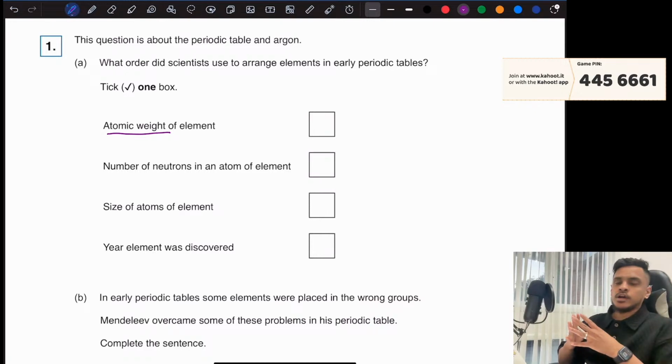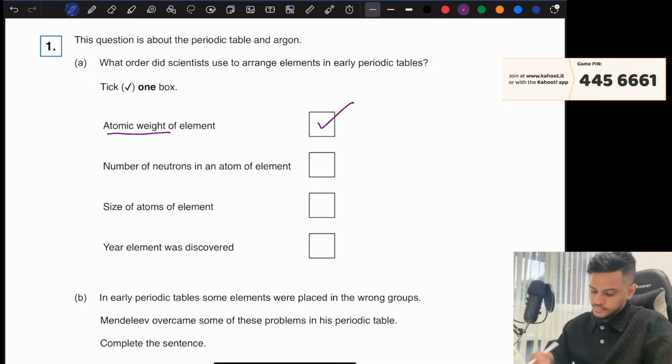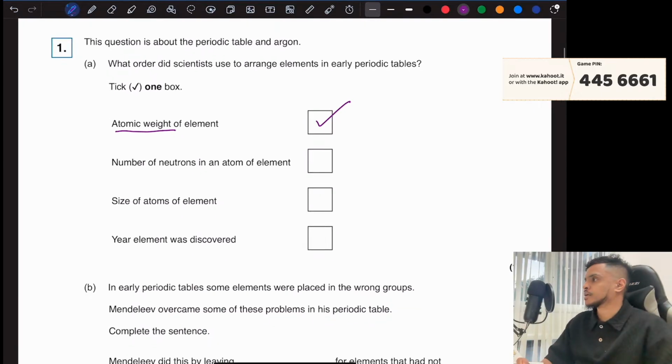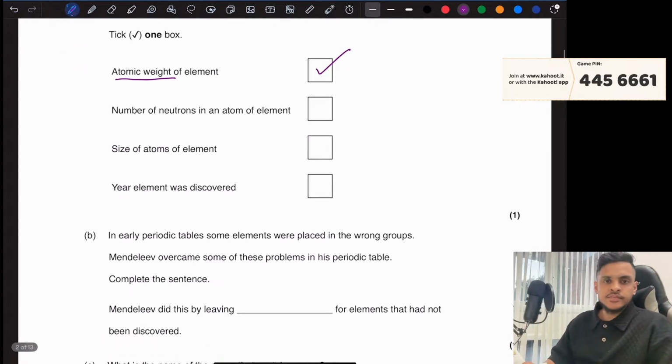They didn't know about protons, neutrons, and electrons. Yeah, they hadn't been discovered. So we had to use something called atomic weight, which is basically a much simpler way of measuring the masses of different elements. This is an AQA paper, but a lot of it is relevant to OCR Gateway. There's so much overlap between those two things.